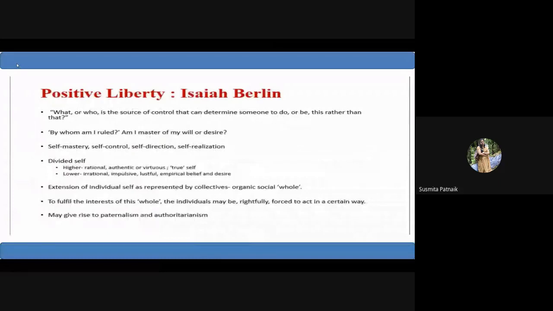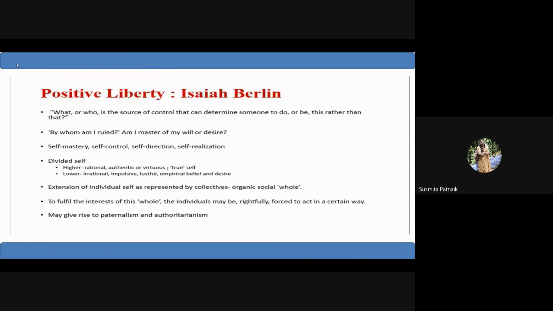So here, what do you mean by liberty, or the positive liberty? Positive liberty is again divided into two things. One is the liberty that is concerned with the individual himself, and the other is the liberty that is concerned with the other individual. What do you mean by this? Take for example the liberty of your work. That is called the positive liberty.